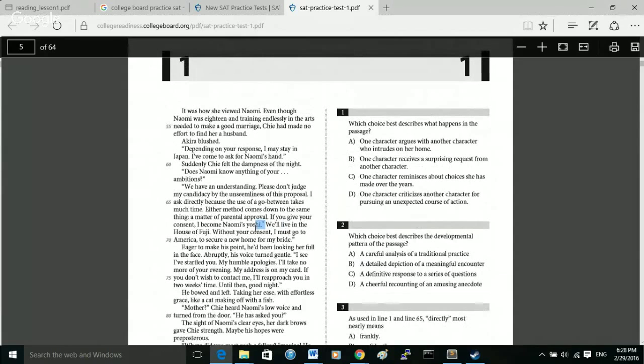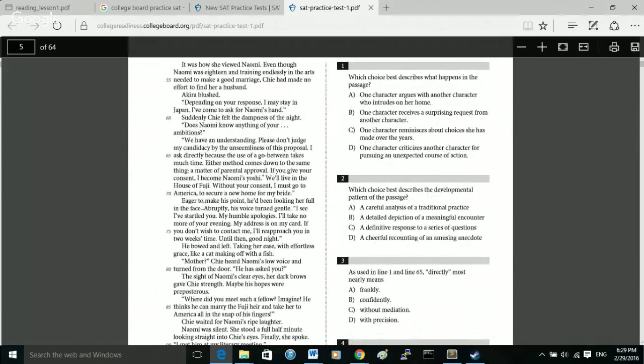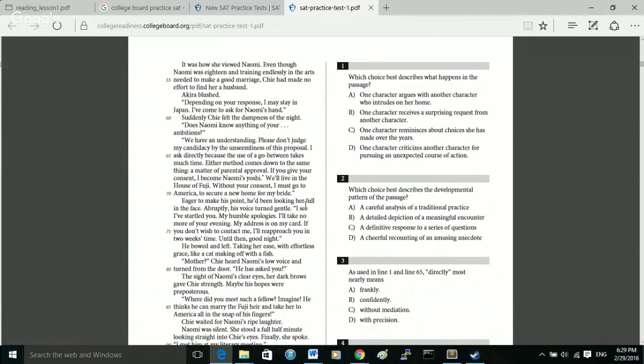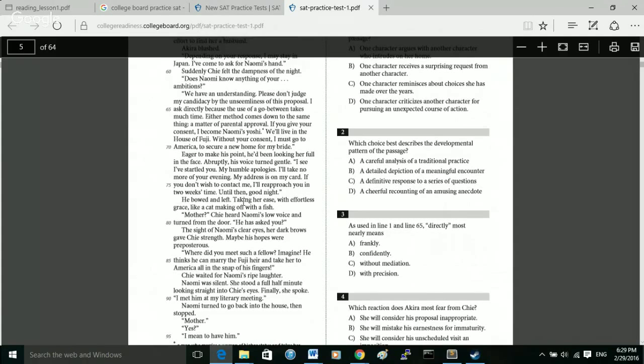We'll live in the house of Fuji. Without your consent, I must go to America to secure a new home for my bride. Eager to make his point, he'd been looking her full in the face. Abruptly, his voice turned gentle. I see I've startled you. My humble apologies. I'll take no more of your evening. My address is on my card. If you don't wish to contact me, I'll reapproach you in 2 weeks' time. Until then, good night. He bowed and left, taking his leave with effortless grace, like a cat making off with a fish.